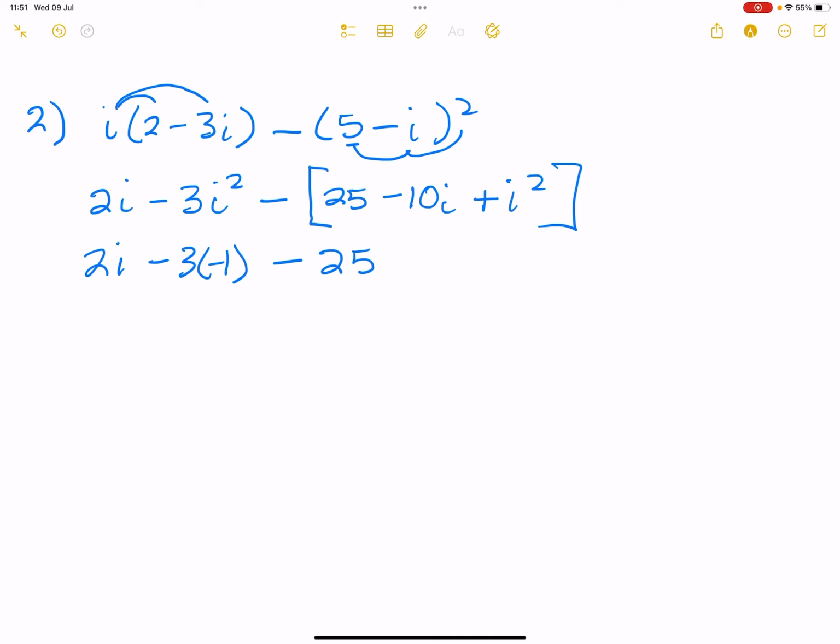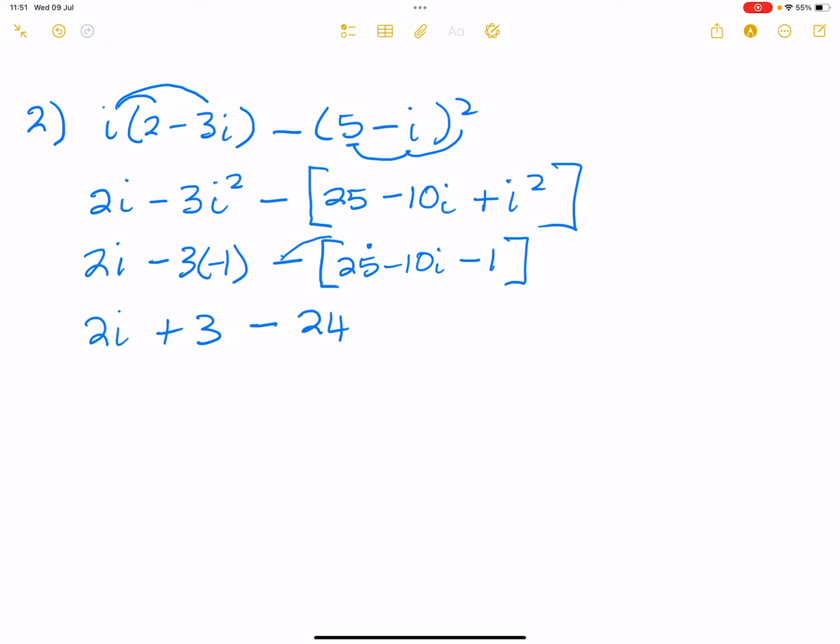Minus 25. In fact, let's try and simplify this. Inside the bracket, that's going to be 25 minus 10i, and i squared is negative 1, so that's minus 1. So that's going to be 2i plus 3 minus 25. In fact, let's say 25 minus 1, that should give us 24, right? So that would be minus 24.